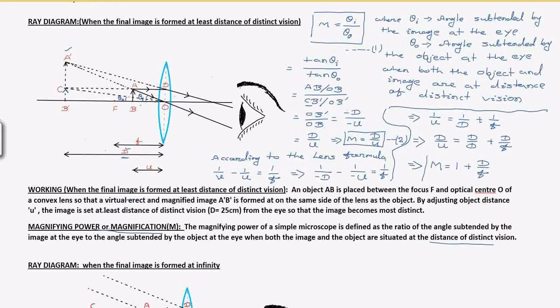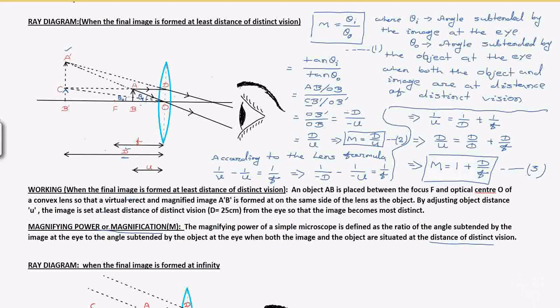So this is the formula of the magnification or magnifying power of a simple microscope when the image is formed at the least distance of distinct vision. See, here the magnification is inversely related to the focal length, so if we take a short focal length convex lens, then the magnification will be more. That's why we are taking a short focal length convex lens as a magnifying glass or a simple microscope.